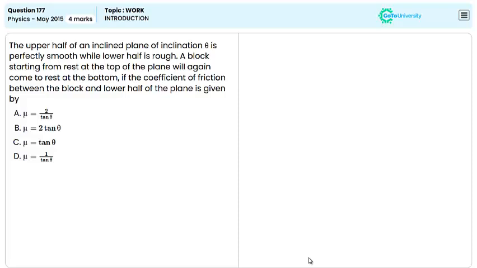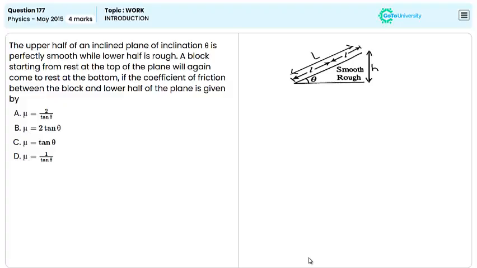The upper half of an inclined plane of inclination theta is perfectly smooth while the lower half is rough. We need to find at what value of the coefficient of friction between the block and the lower half of the plane a block starting from rest at the top of the plane will again come to rest at the bottom. Let's understand this through the figure.